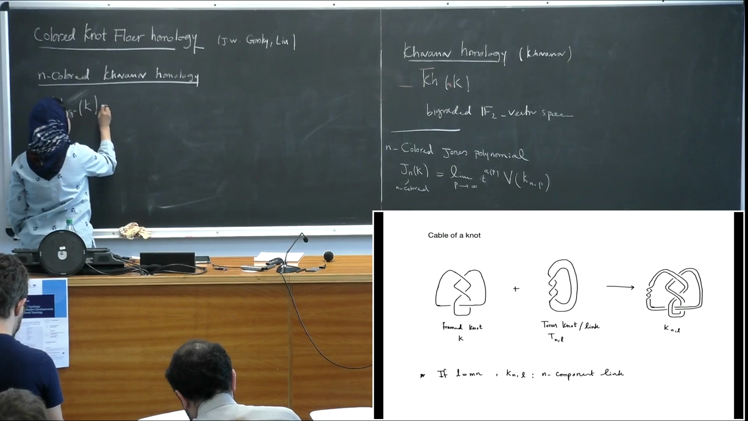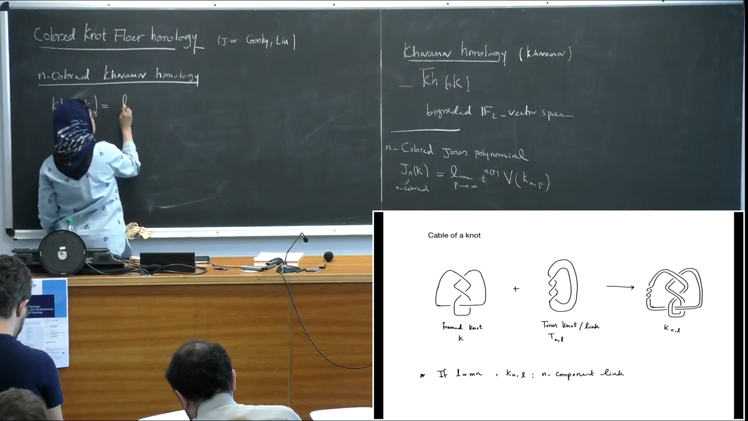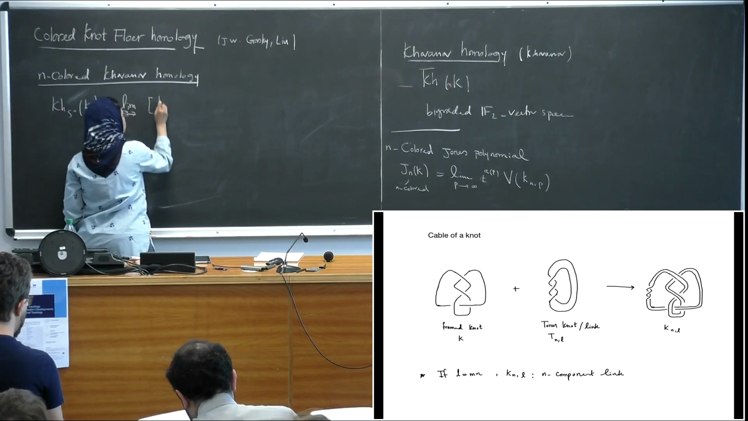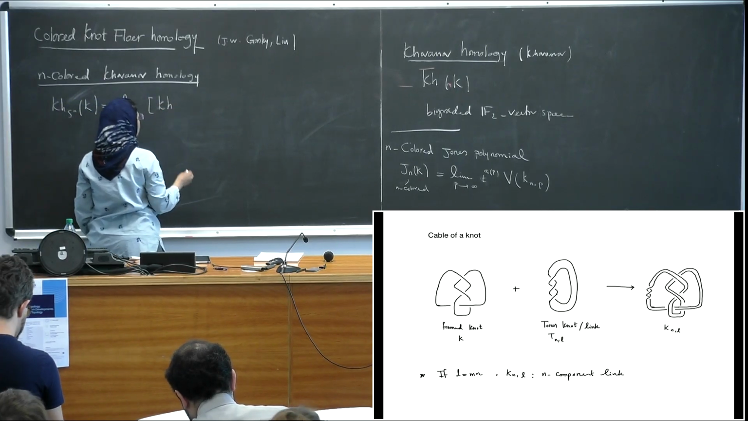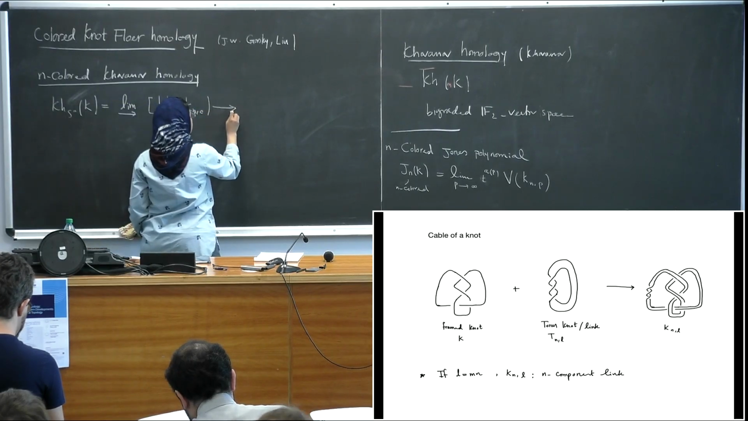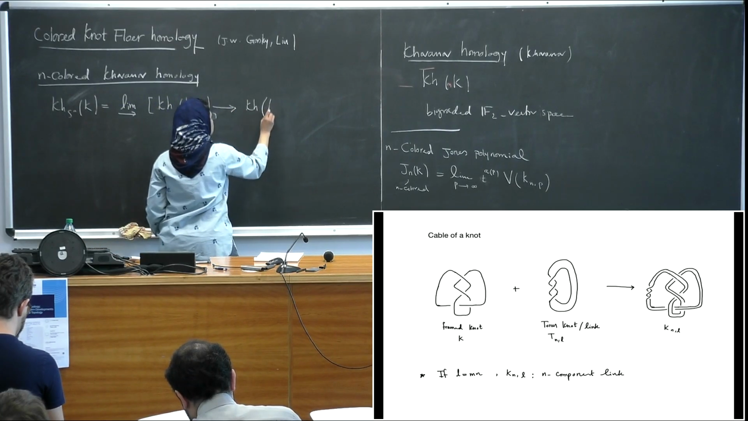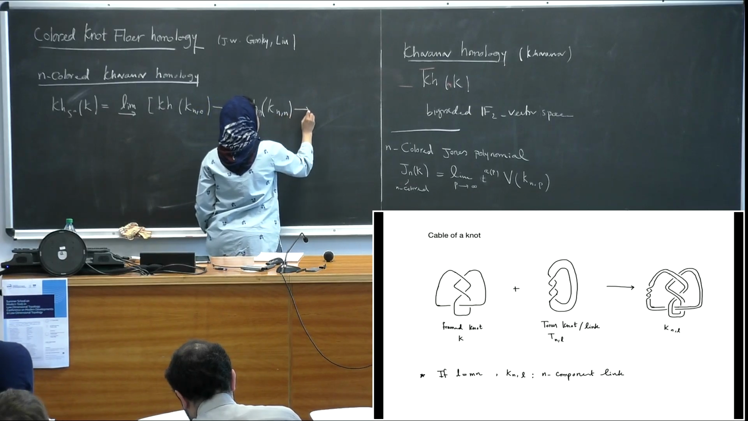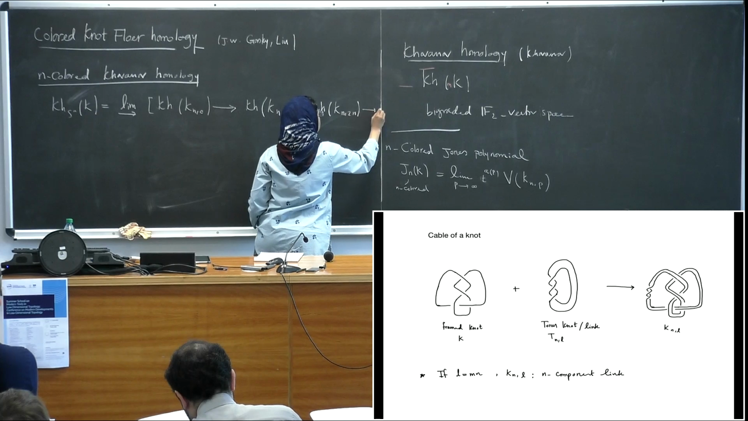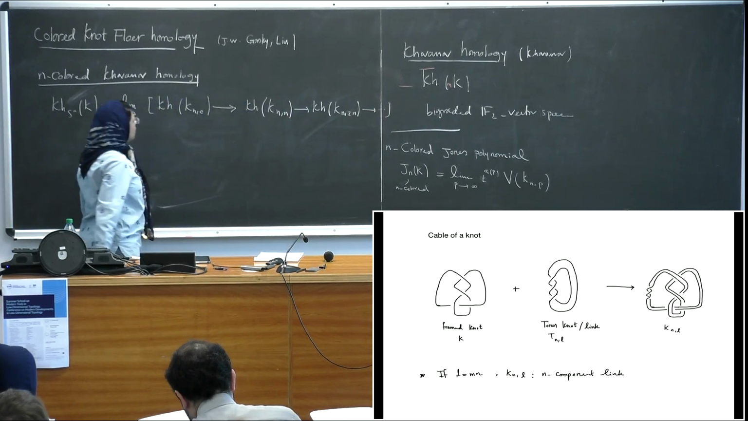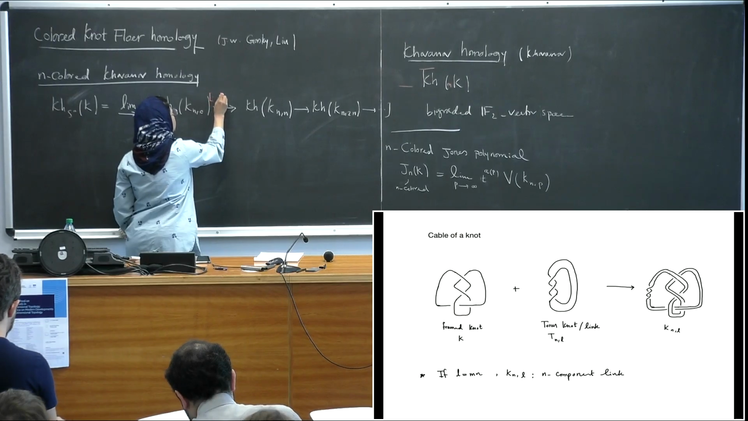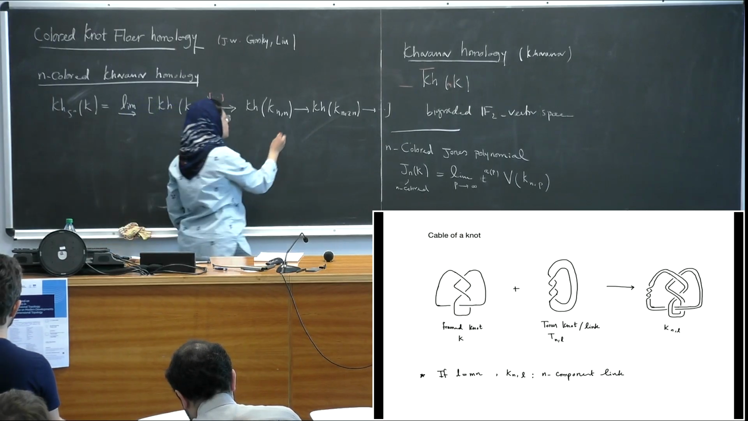K, again, as always, is a knot in S^3, and we want to insert an infinite twist, which means that we're going to take n copies of our knot K with 0 twist, then n twist, then 2n twist, and so on. All of these factors need a grading shift.